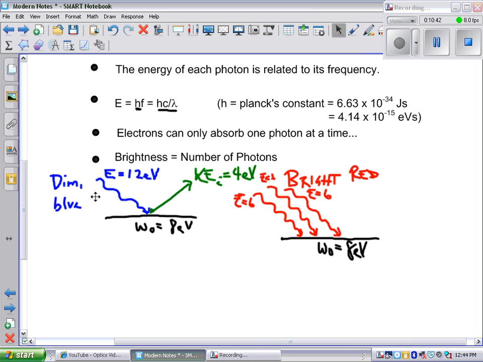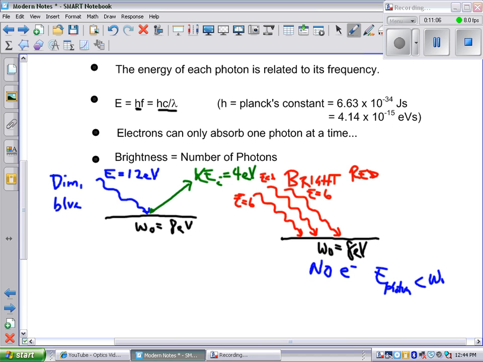And it can't absorb all 3 of them. It can only absorb them one at a time. So the most energy it could gain is 6. It can't overcome the work function. So in this case, we're going to write that there are no electrons that are emitted because the energy of each photon is less than the work function.